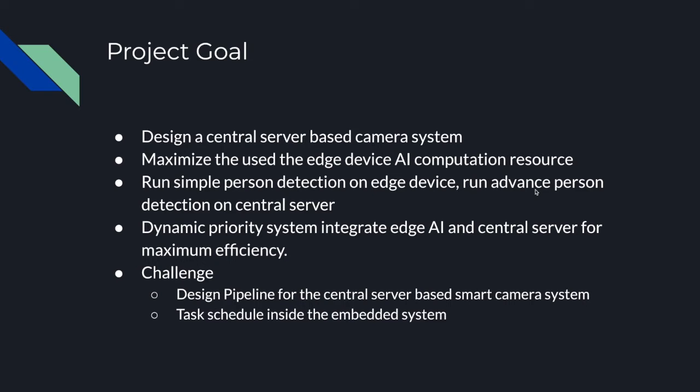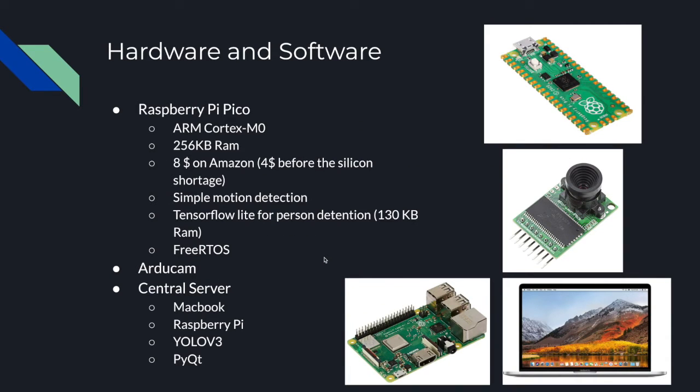The challenges of this project include designing a pipeline for a central server-based smart camera system, and a task scheduler inside the embedded system. The hardware includes a Raspberry Pi Pico, the ArduCam, and the central server, which can be a MacBook or Raspberry Pi. The Raspberry Pi Pico has an ARM Cortex M0 chip, and it has 256 kilobytes of RAM. It costs $8 on Amazon, but it's actually $4 before the silicon shortage.